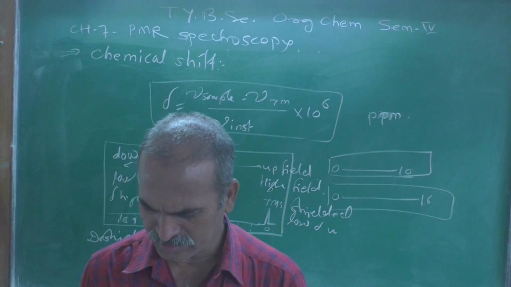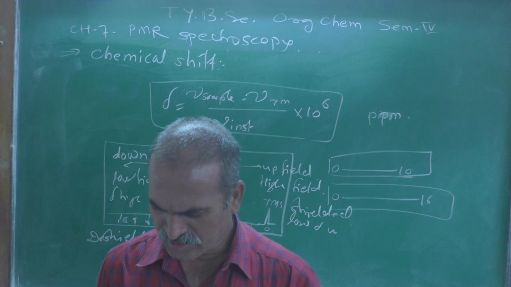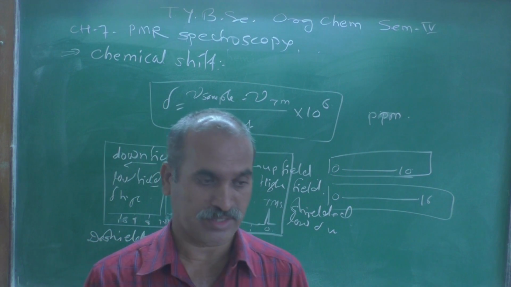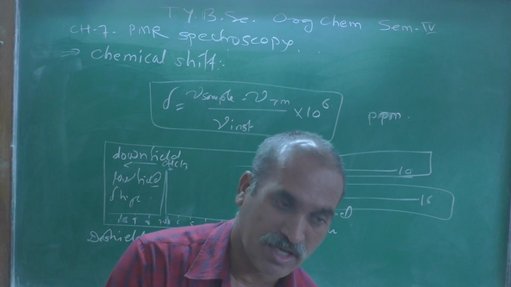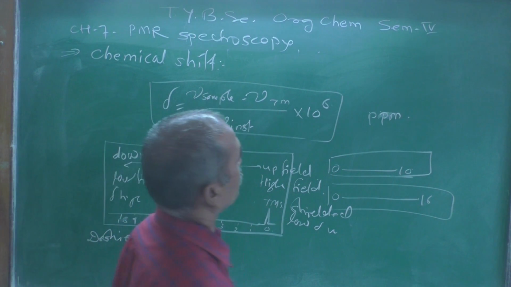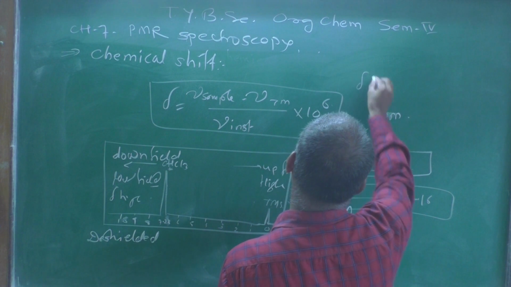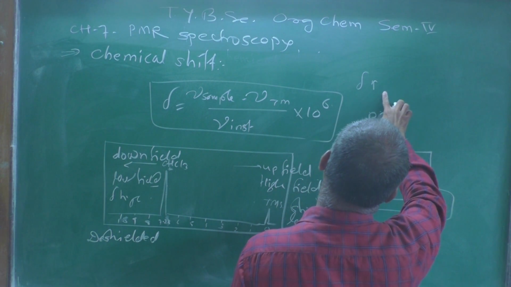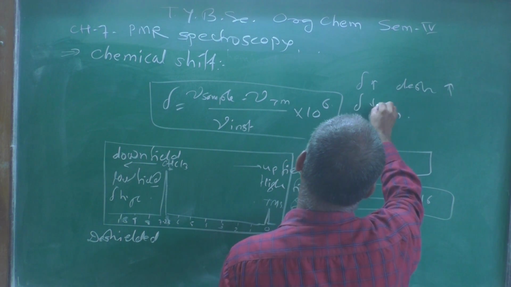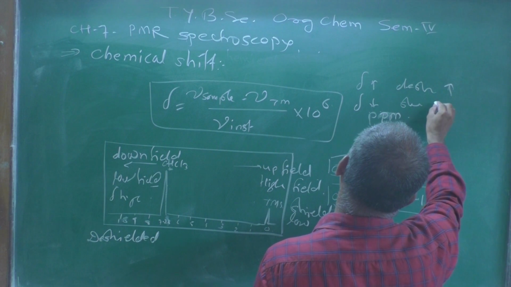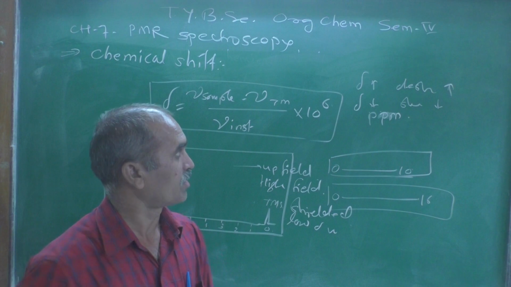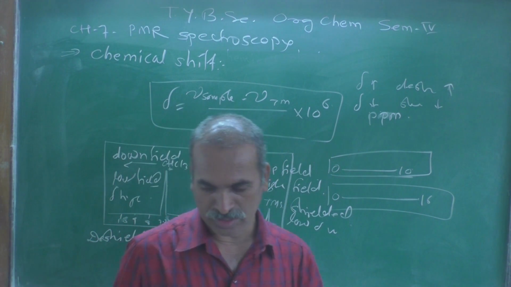Delta value decreases. As shielding increases, delta value decreases, and as de-shielding increases, delta value increases. That's the particular reason. De-shielding increases, delta value increases; shielding decreases, delta value decreases. So that is a thing you should remember.